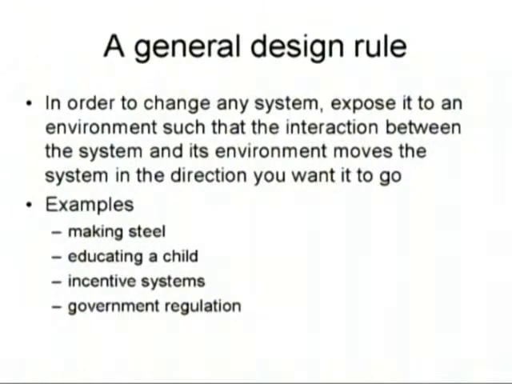So we have here a general design rule. In order to change any system, expose it to an environment such that the interaction between the system and its environment moves the system in the direction you want it to go. And I gave you the example of making steel, educating a child, incentive systems for controlling business, incentive systems for controlling the behavior of employees within a business, and government regulation of business.